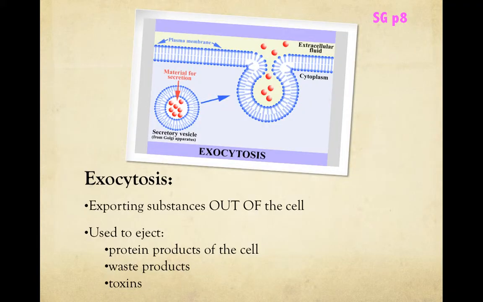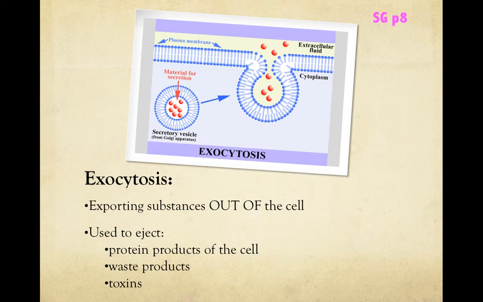The opposite of endocytosis then is exocytosis. So I need to get things out of the cell. Well, remember your endoplasmic reticulum is making proteins. It's sending those to the Golgi apparatus to be packaged into vesicles and then shipped out of the cell. So stuff from the Golgi has to get out.